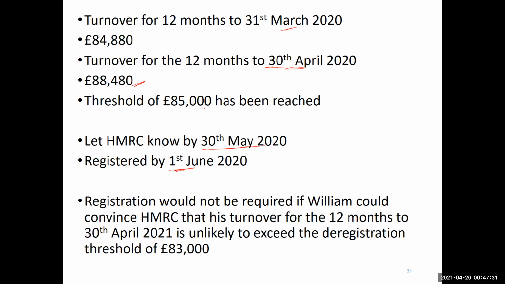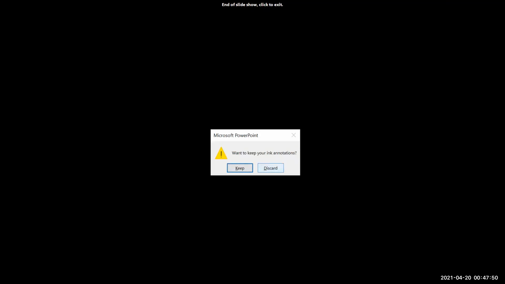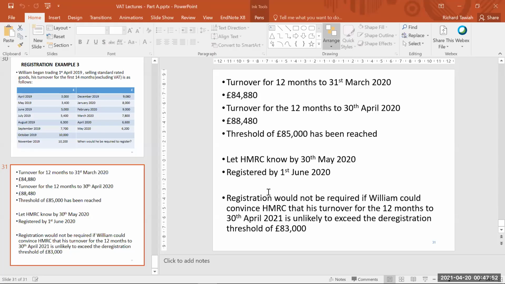Registration will not be required if William could convince HMRC that his turnover for the 12 months to 30th April is not likely to exceed the deregistration threshold of 83,000. All right, excellent. That is it. Take good note of that.